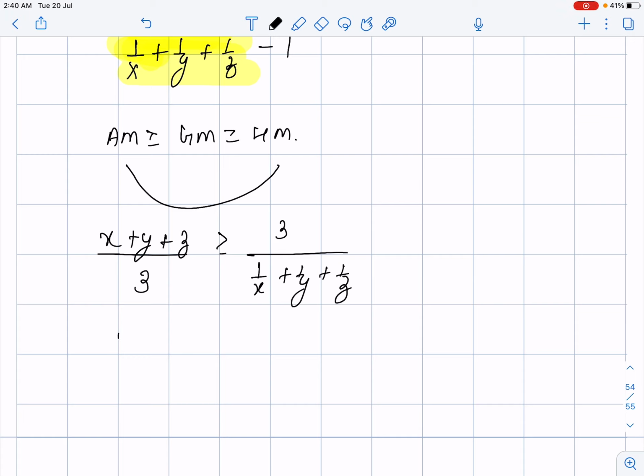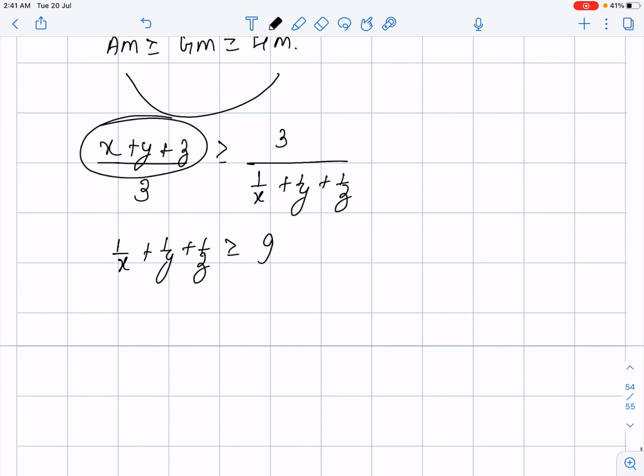Proceeding further, we get 1 upon x plus 1 upon y plus 1 upon z is greater than or equal to 9, because x plus y plus z is equal to 1, as we know. So we got the value of 1 upon x plus 1 upon y plus 1 upon z as at least 9.